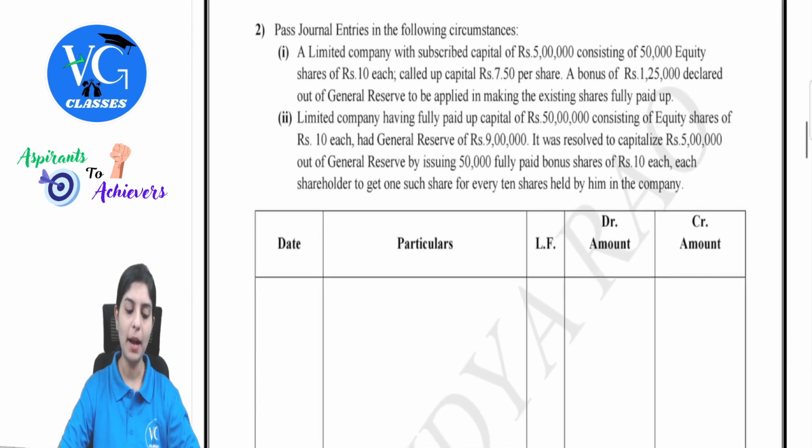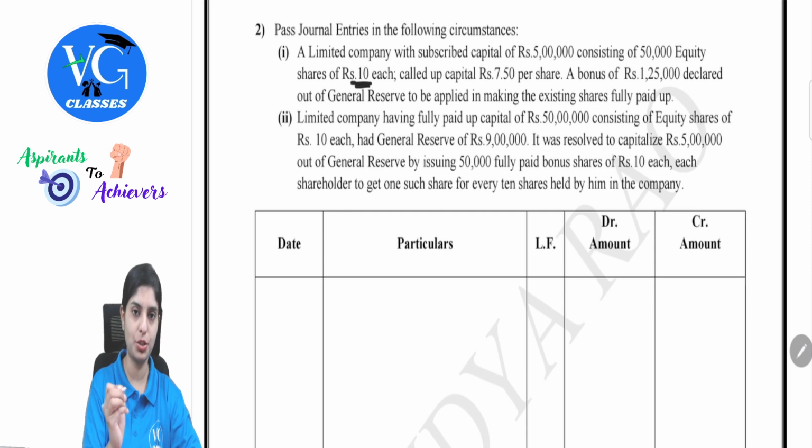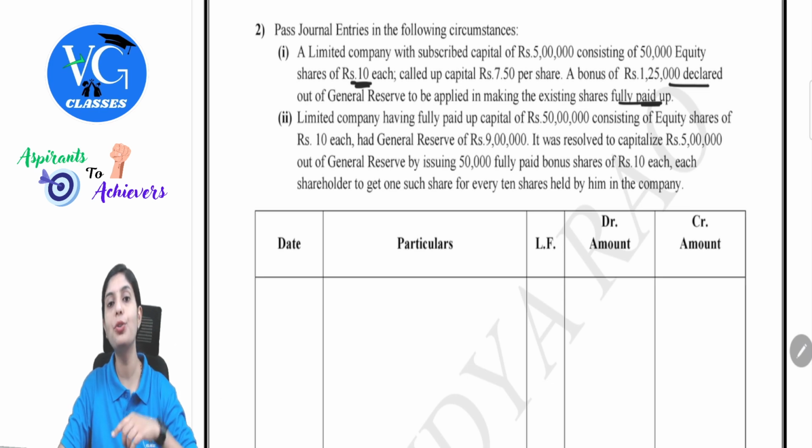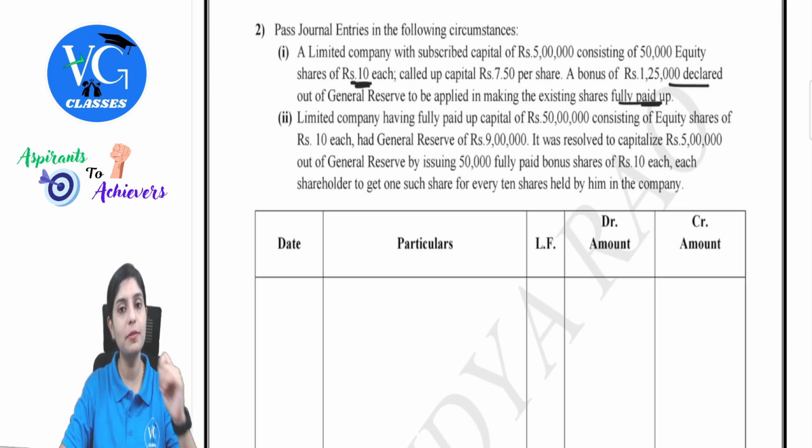Next question. Pass journal entries in the following circumstances. First, A Limited with subscribed capital of 5 lakh consisting of 50,000 equity shares of 10 each. Called up capital is 7.50 per share. So what was the fully paid up value per share? 10. Till now 7.50 is called up. A bonus of 1,25,000 is declared out of general reserve to be applied in making the existing shares fully paid up. So first, to issue bonus shares, it is being declared, but before it is issued, partly paid shares should be converted into fully paid up. So first we will have to observe that entry.